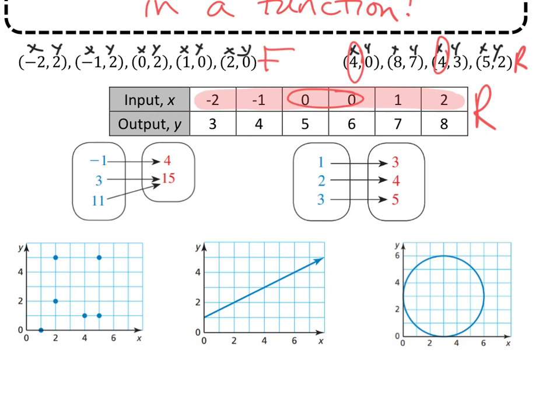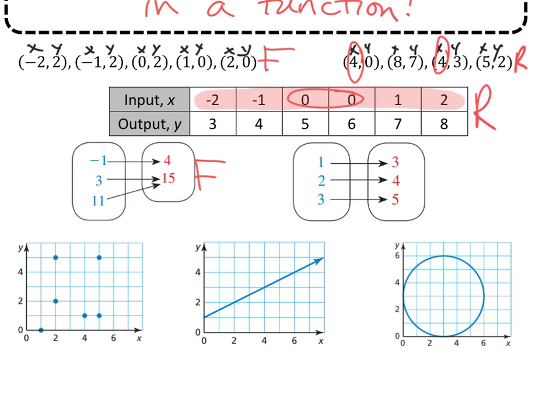Mappings. We've seen mappings before, correct? It's the bubbles? Yes. What mappings tell us is coordinates. This one's saying we have the coordinate -1, 4, the coordinate 3, 15, and the coordinate 11, 15. Did any of my x values repeat here? No, so what can we call this? A function. Very good. Now, does it matter that my y value repeated here? No, I'm okay with the y's repeating. I don't really care. I'm looking at the x values.